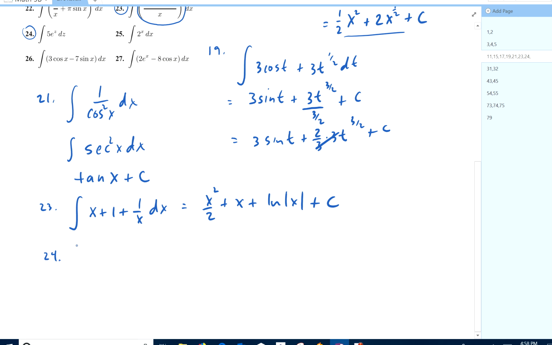And last one on this page, 24, 5e to the z dz, which is 5 times the integral of e to the z. It's just e to the z plus a constant. Alright, there we go on that one.